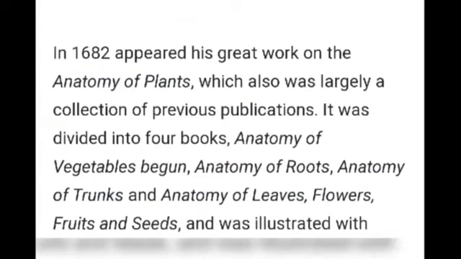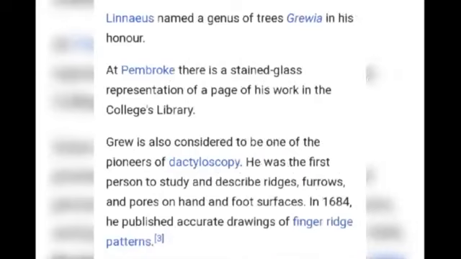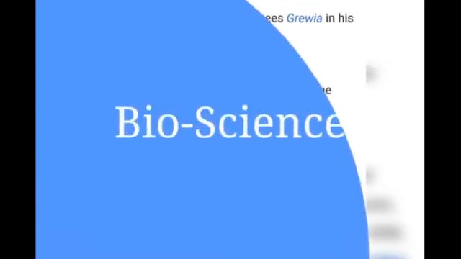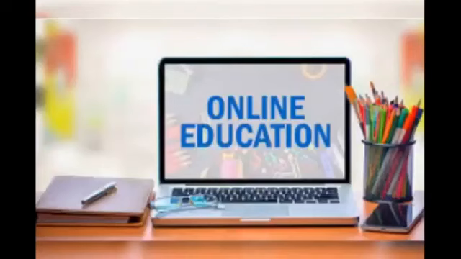In 1682, he wrote four books called Anatomy of Vegetables, Anatomy of Roots, Anatomy of Trunks, and Anatomy of Leaves, Flowers, Fruits, and Seeds. Linnaeus named a genus of tree Grewia to honor Nehemiah Grew. He is also considered the pioneer of dactyloscopy, that is, reading the ridges and furrows in the palms, that is, the fingers.